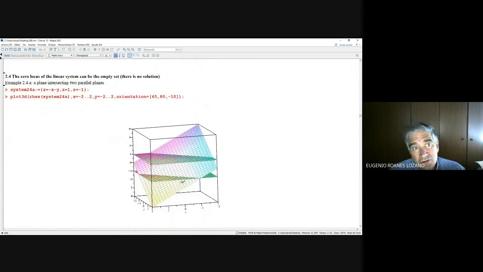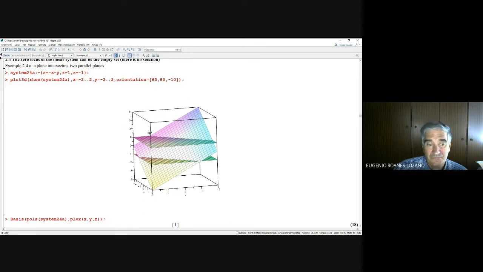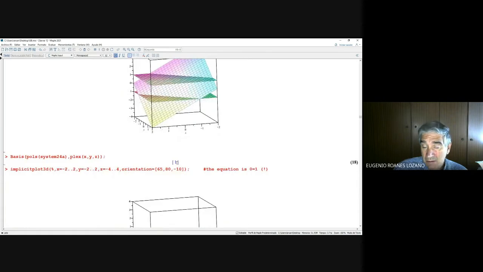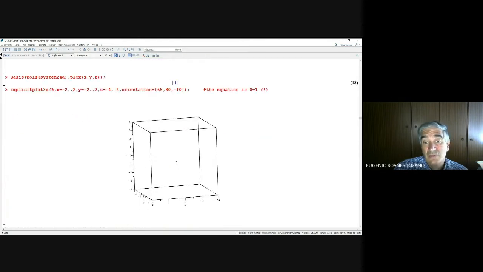The zero locus of the linear system can also be the empty set. For instance, here we consider 3 planes. 2 of them are parallel, and a third one intersects them. Obviously, it's not possible to be at the same time on the 2 parallel planes and on that third plane that intersects them. The Gröbner basis, of course, is 1. The system is equivalent to the equation 1 equals 0, and so the implicit plot is empty.